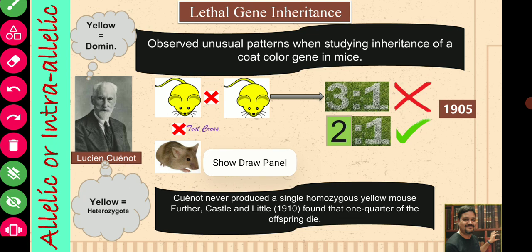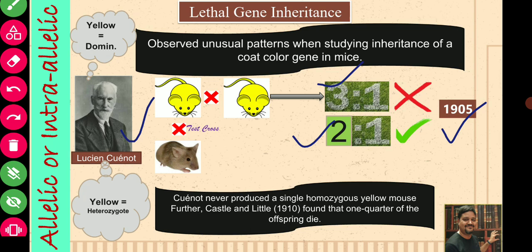Lethal gene inheritance was discovered by Lucien Cuénot in the year 1905, when he observed that two yellow mice crossed together gave offspring in the ratio of 2:1, that is 2 yellow and 1 gray. But he was expecting a 3:1 ratio, because when we intermate F1 with F1, the phenotypic ratio will be 3:1.